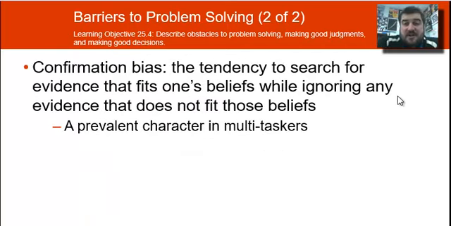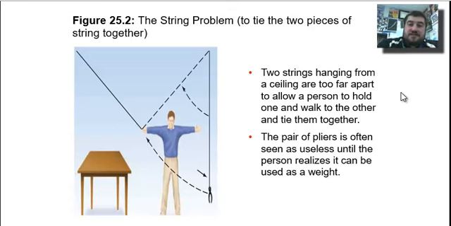Lastly, another barrier is called confirmation bias, and it's where you search for evidence that only fits your beliefs, and you ignore any evidence that does not fit those beliefs. And this is a prevalent characteristic in multitaskers. Here's an example of the string problem. There's two strings in a room, and the goal is to tie them together, but you cannot reach them no matter how far out you reach your arms.